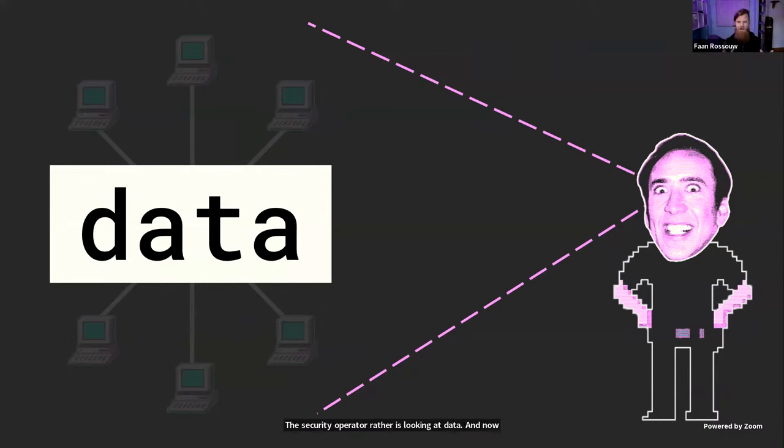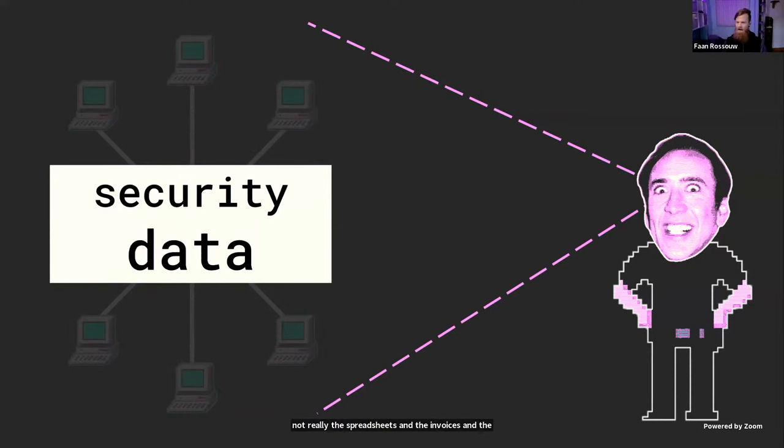It's not the organizational or application data. It's not really the spreadsheets and the invoices and the emails of the people on the network. Rather, it's something like the security data, is what we can call it. And the security data is a form of metadata. What it really is, is data about the network. And so for most of us, when we think about this, we can think of packet captures. We can think of the whole variety of different logs, whether that be host or network logs. And I'm going to propose you might even make an argument that we can include, in certain circumstances, memory dumps in there as well.